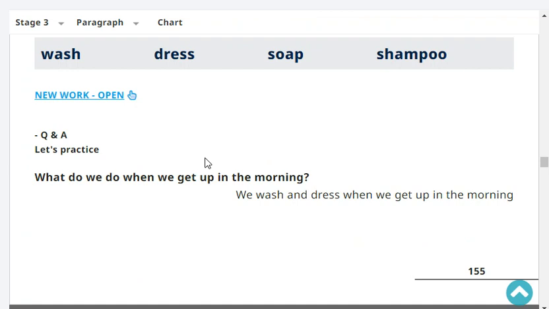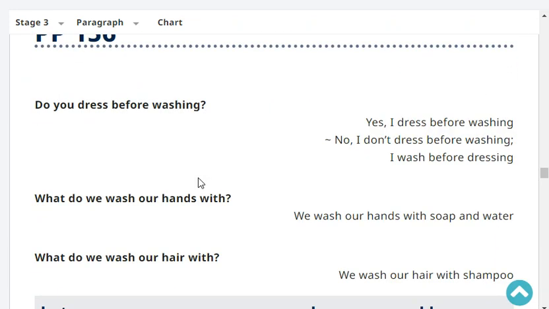What do we do when we get up in the morning? We wash and dress when we get up in the morning. Very good.